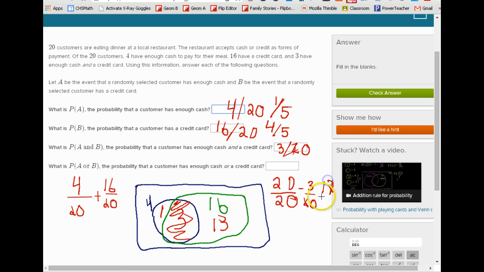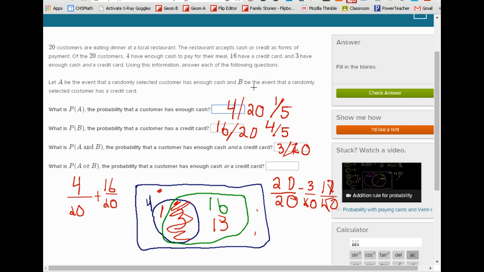Now I don't know what happened to the other three. Right? There's got to be 3 more people that exist here, here, and here are 3 people. They don't have cash or a credit card, right?